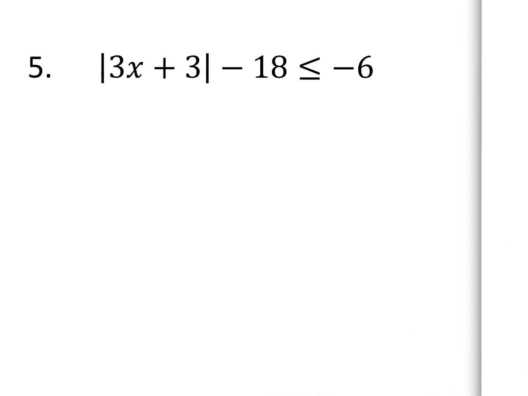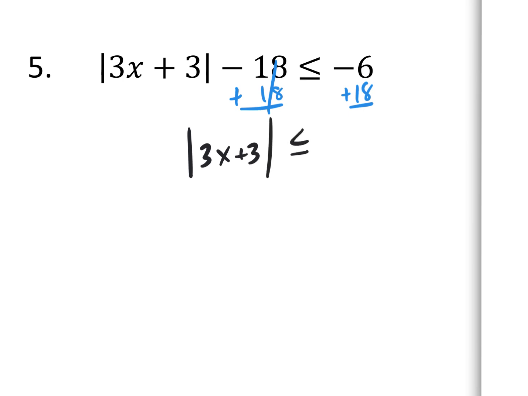Let's get this number 5 and do it over here. So you want to isolate the absolute value first, okay? So what do we need to do to isolate the absolute value? Get rid of the minus 18 by doing plus 18. Cancels out, plus 18. Your new absolute value inequality is going to be the absolute value of 3x plus 3, close absolute value, is less than or equal to 12, correct? So there's your absolute value inequality.